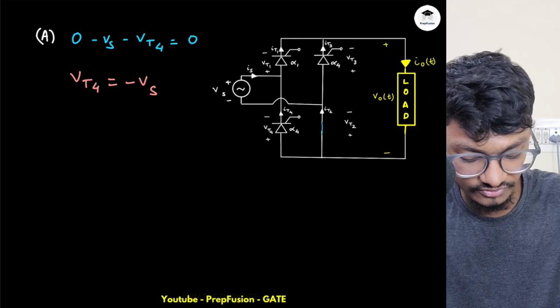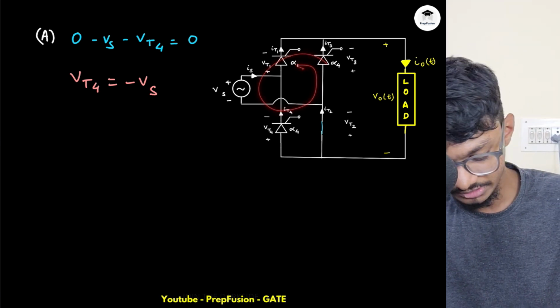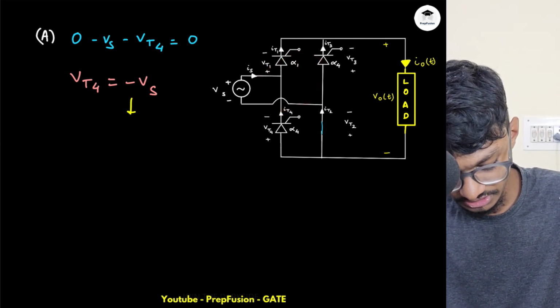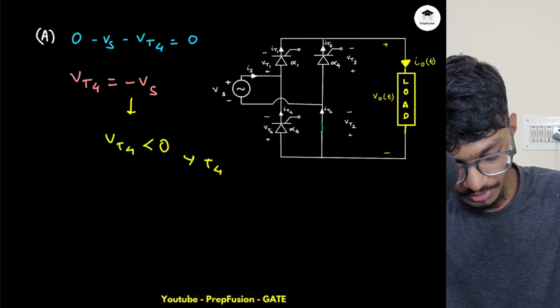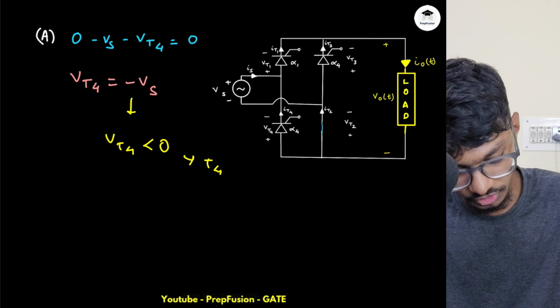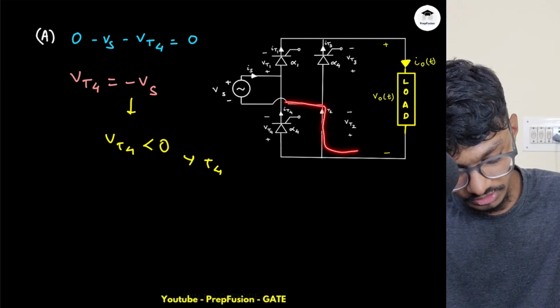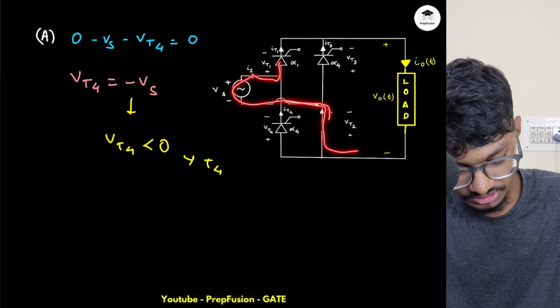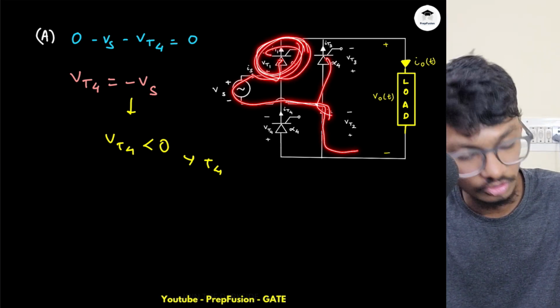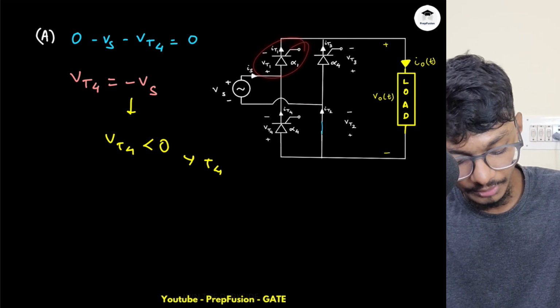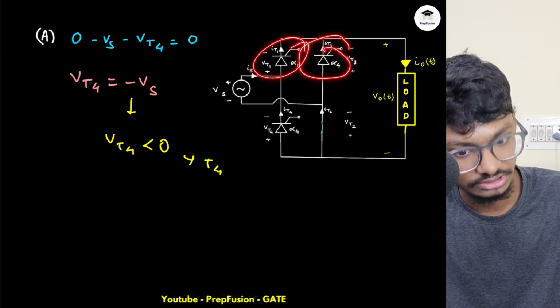And if VT4 is minus Vs and I'm at the positive half cycle, that means VT4 is something negative. Hence T4 will turn off. But current needs to flow, right? So it will choose this path. Then it will see two different paths. One this, another this. But this is still not triggered, so this is still off. But this was already in the on state.